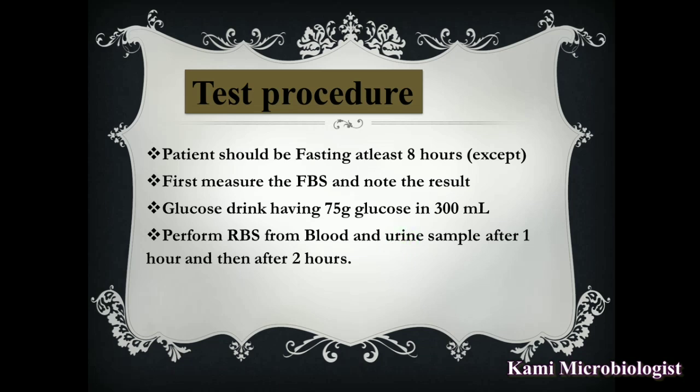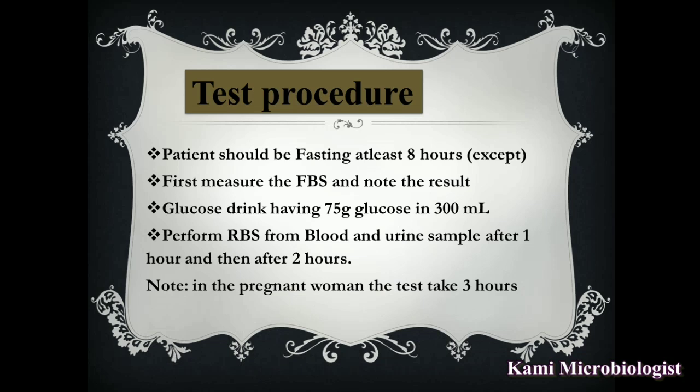And then after 2 hours, you will again take the blood sample to do the glucose test, as well as check the glucose and ketone bodies in the urine. So this is the test procedure. Normally the test takes 2 hours, or 2 or 3 hours, but especially in females, and especially in pregnant women, the test will take 3 hours.